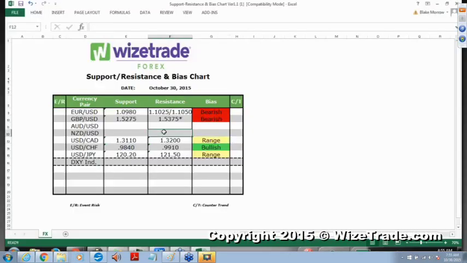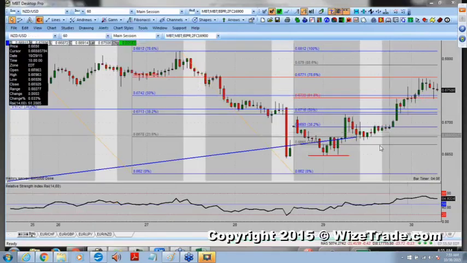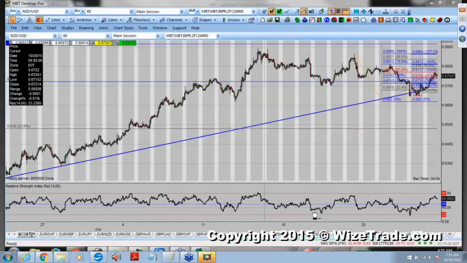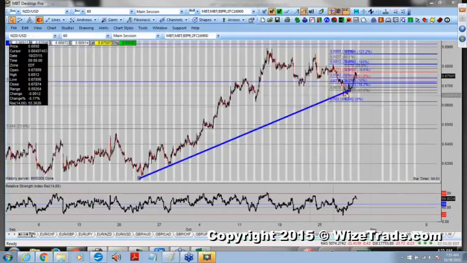So 0.6770 is key resistance today. We are still range bound. If the dollar stages a bit of a rally, this support comes back into play. But you can just do that.